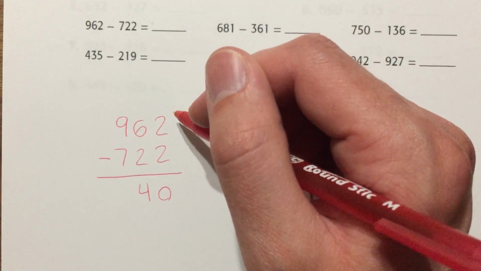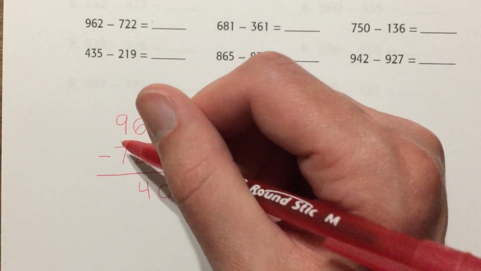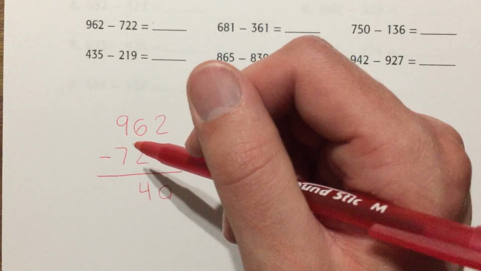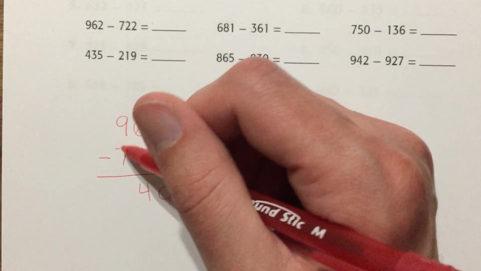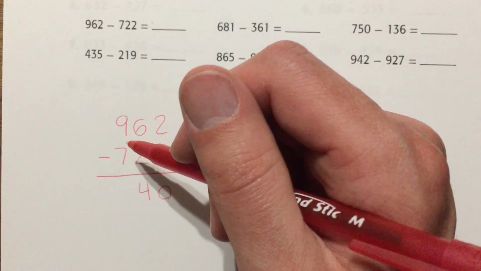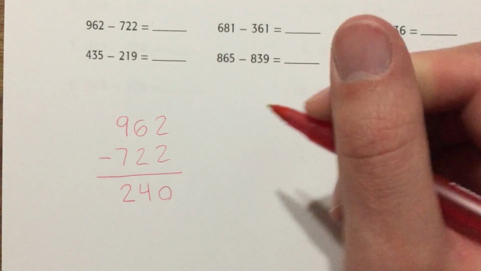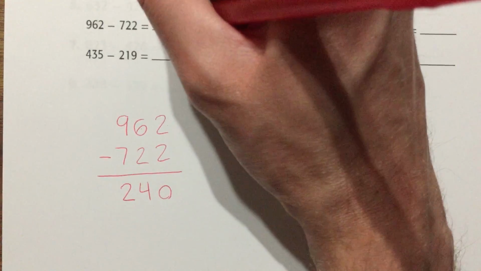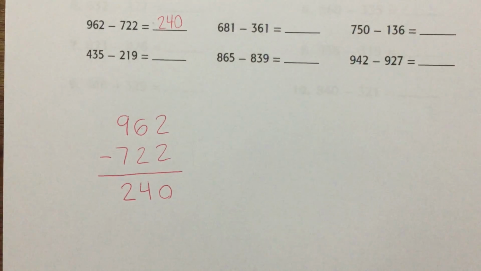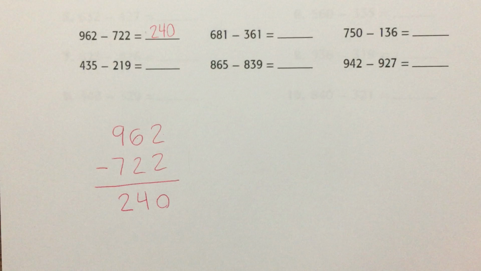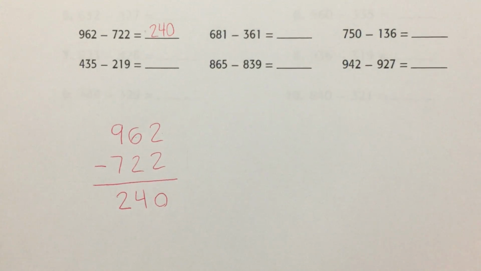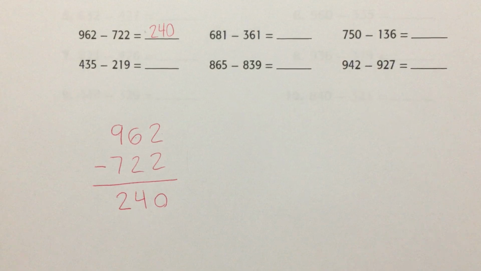Now, something that we haven't said before in a video, we've got hundreds. We have 9 groups of 100, 7 groups of 100. Can we take 7 groups of 100 away from 9 groups of 100? We certainly can. 9 minus 7 leaves 2 left over. And leaves us with 240 for our final answer. Simple enough, right? It's just taking that problem solving that we did in the last video an extra step.